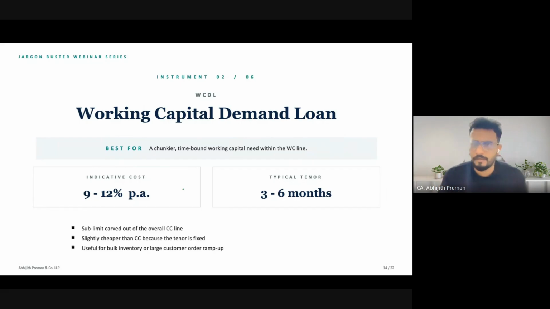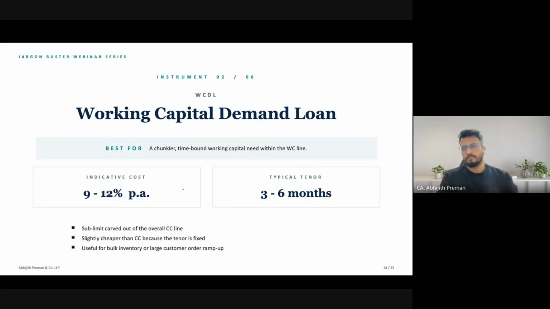Again, interest would be 9 to 12%. A typical tenor is 3 to 6 months. So this is actually a limit within the cash credit or overdraft, a sub-limit carved out of the overall CC line, slightly cheaper than CC because the tenor is fixed. Since it's 3 to 6 months, you may get it at a lower rate.